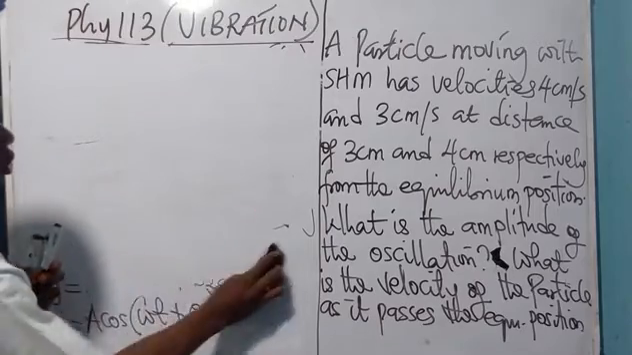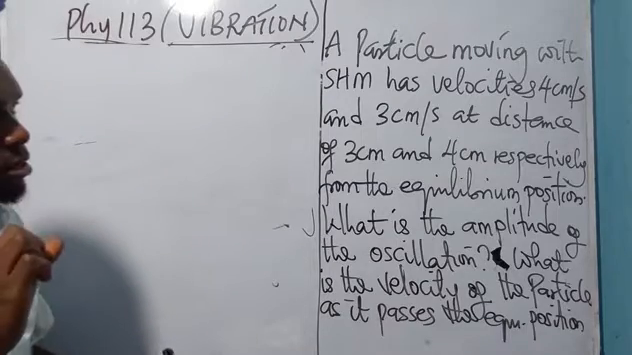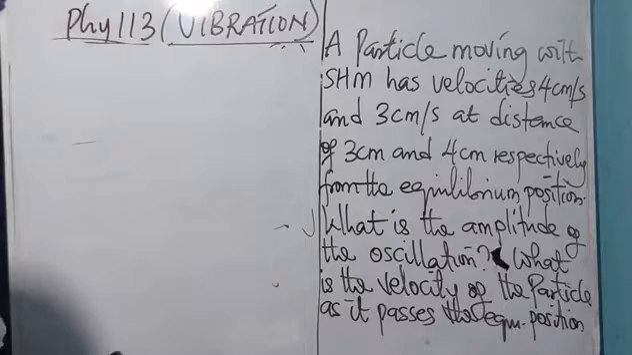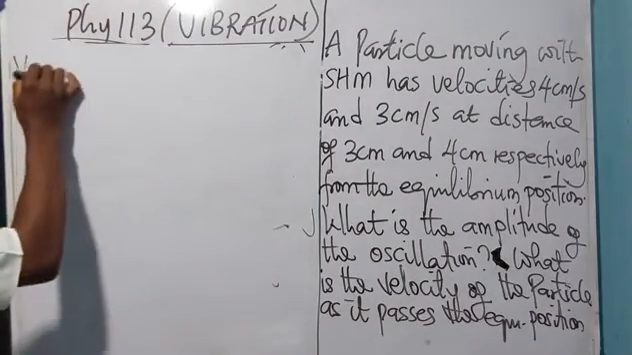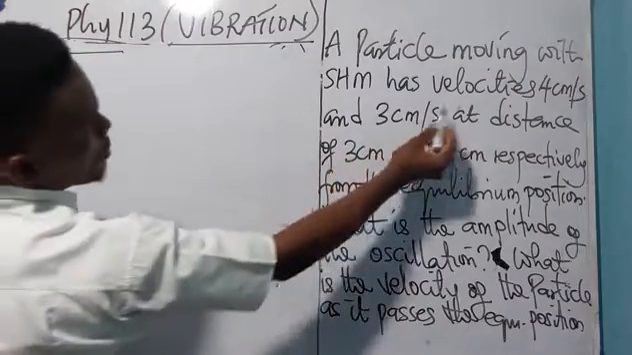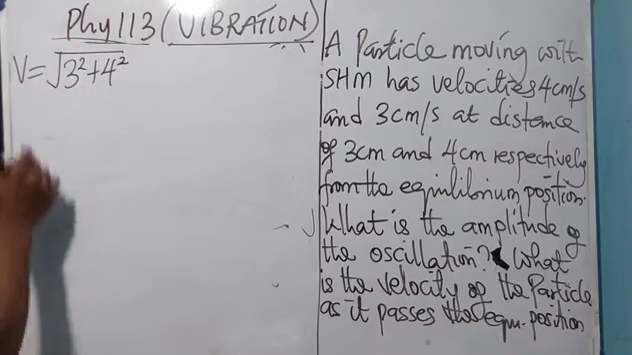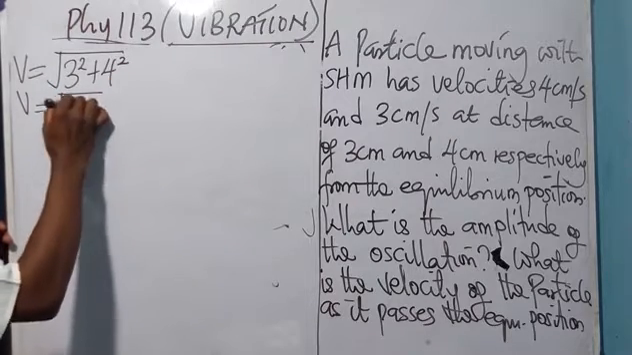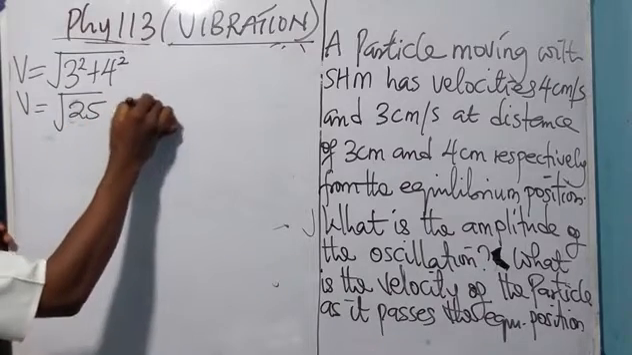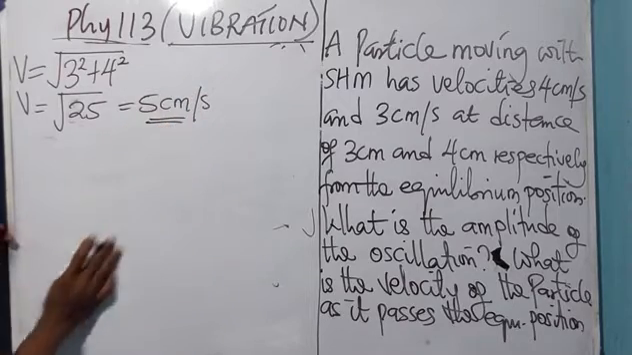The question says, a particle moving with simple harmonic motion has velocities 4 cm per second and 3 cm per second. Alright, for a question like this, you have to use the Pythagoras theorem. So you say velocity is equal to the square root of these two, that is 3 squared plus 4 squared. Which means that velocity is equal to, this is 9, 9 plus 16, you have 25. The square root of 25 is 5 centimeters per second. That is the velocity.